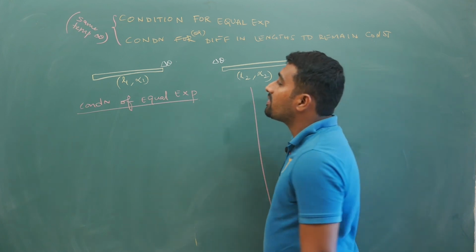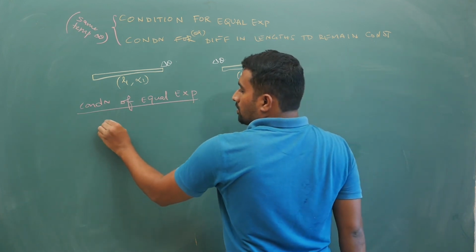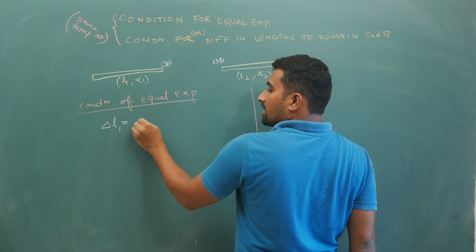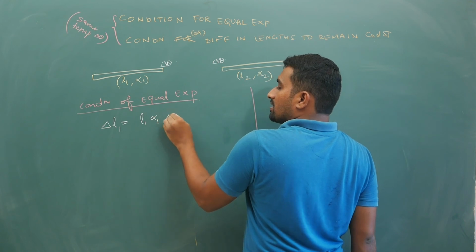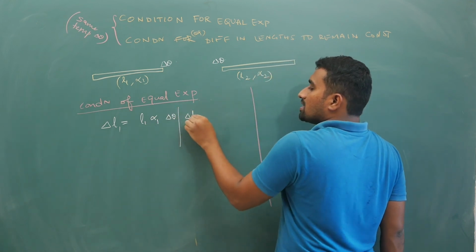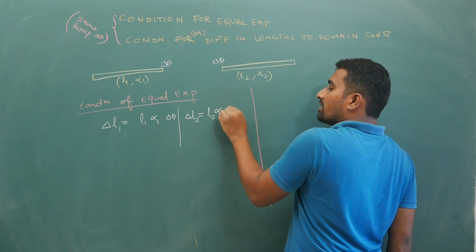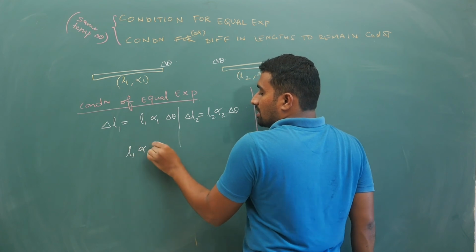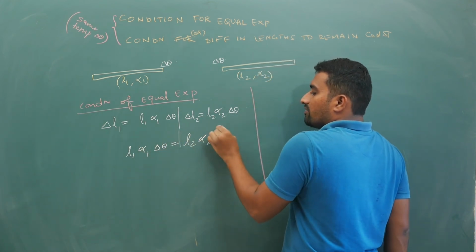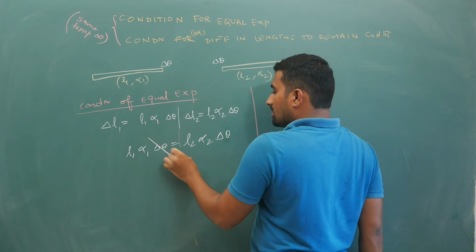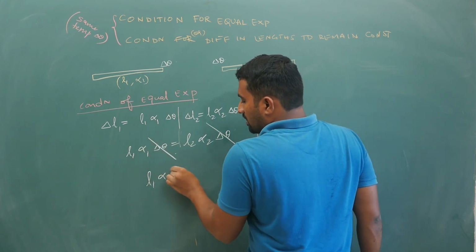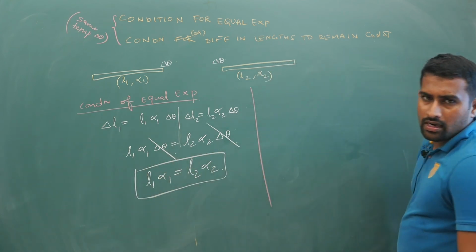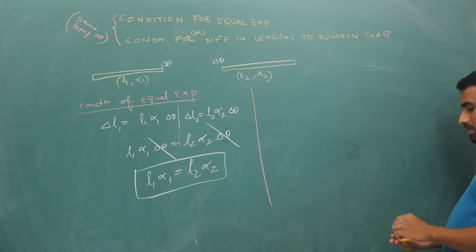What is the condition for equal expansion? Observe carefully. Delta L1, the change in length of the first one, is L1 alpha 1 delta theta. Delta L2, the change in length of the second one, is L2 alpha 2 delta theta. Now if these two are equal, L1 alpha 1 delta theta is equal to L2 alpha 2 delta theta. So delta theta will go off, and you get L1 alpha 1 is equal to L2 alpha 2. This is your condition for equal expansion.